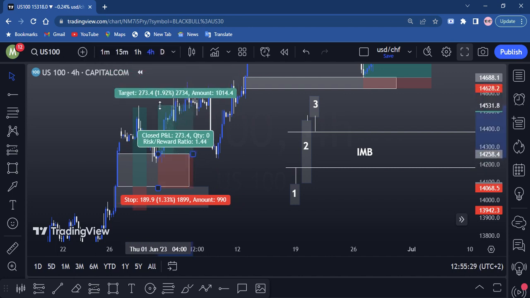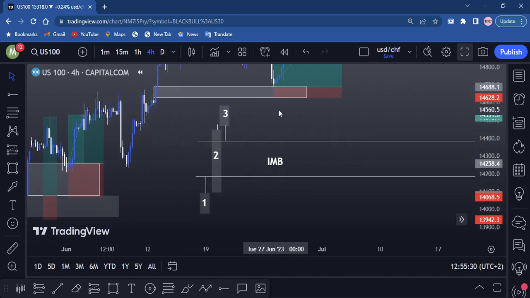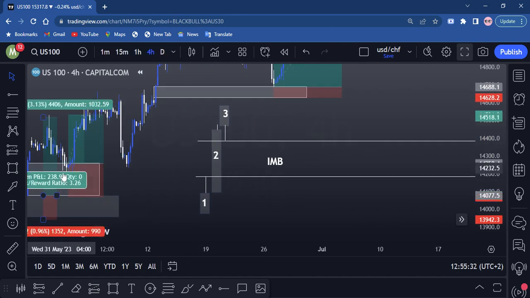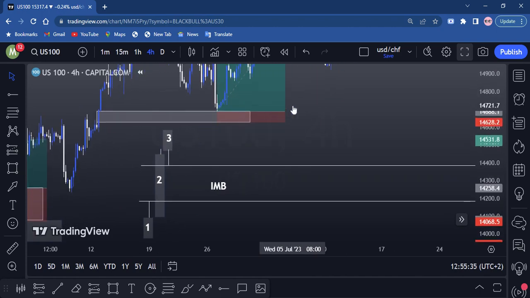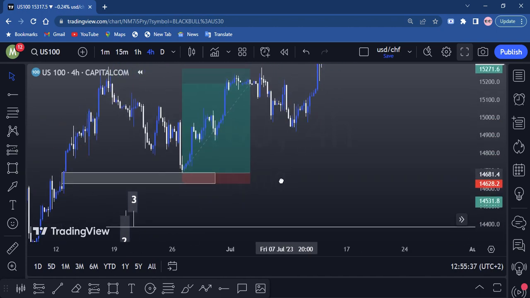Then you target the opening of that, right? Then TP, it's taken. So this order was not going to be activated. This order was going to be activated. Then we go look for more imbalances.